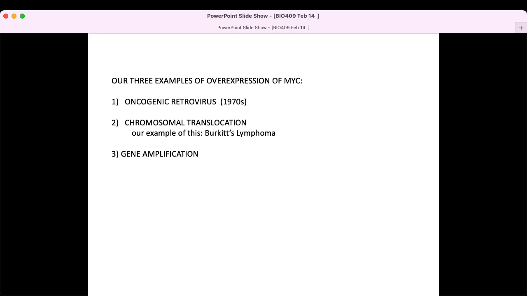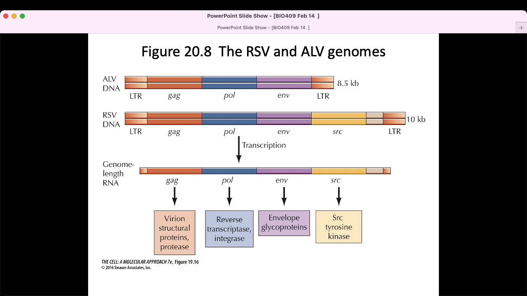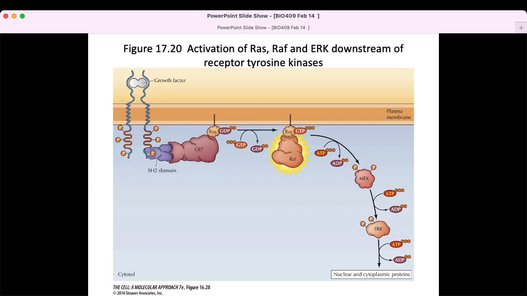So MYC is a super famous oncogene. It's just a really, really famous one in cancer biology. And it fits in really well with our understanding of molecular biology and genes, gene expression. All right. So other questions people have?